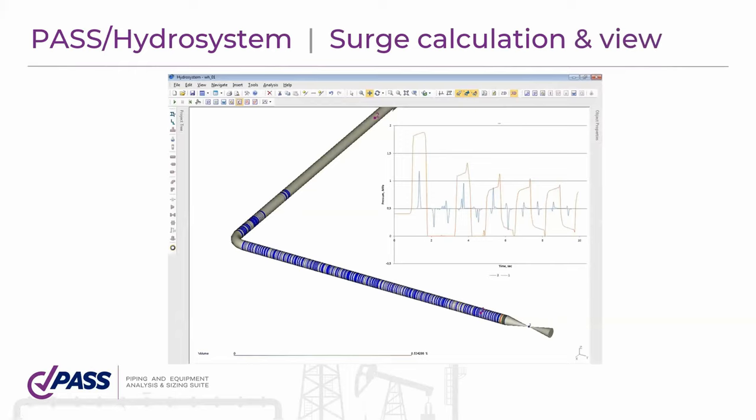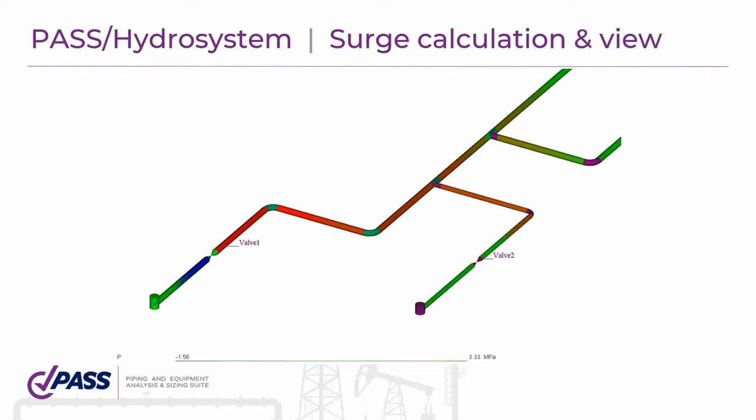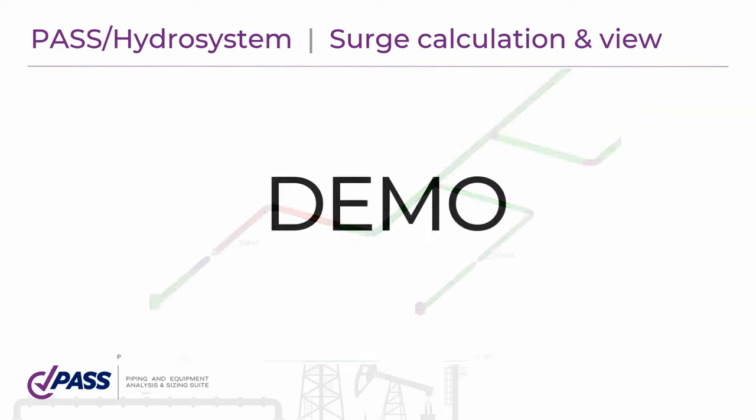Another interesting thing about HYDROSYSTEM is surge analysis, or calculation of transient flow. In HYDROSYSTEM, you can not only calculate transient liquid flow, you can also view it right on the piping diagram. It looks like this. You can calculate the forces between two points if you want to use them in a stress analysis. Well, allow me not to tell you about it, but to show it to you in the flesh, how it looks in HYDROSYSTEM.